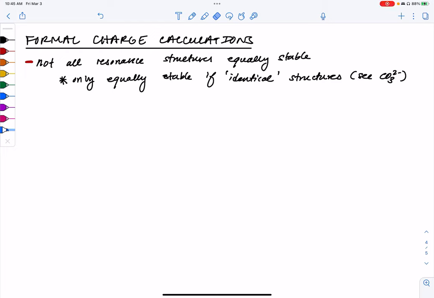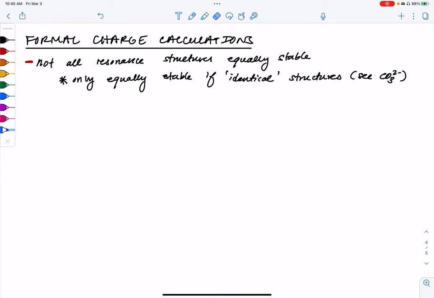Okay, welcome to part 3 of our lecture for Friday, March 3rd, where we discuss the idea of formal charge and how that relates to our topic of resonance structures, which are all equally valid Lewis dot structures for a given compound. And when I say equally valid, I mean that we are able to fulfill all the octets and duets of the elements involved in the bonding of that molecule.